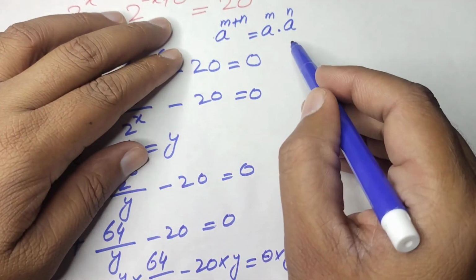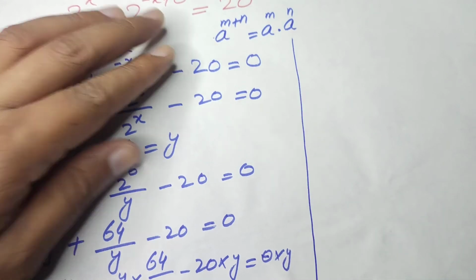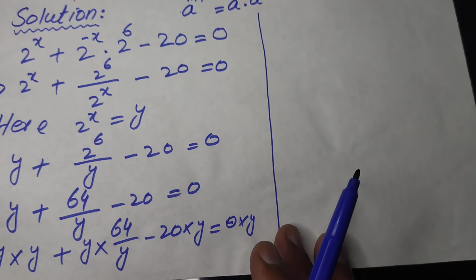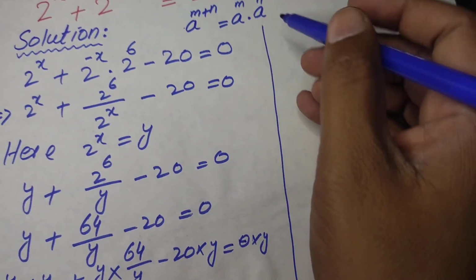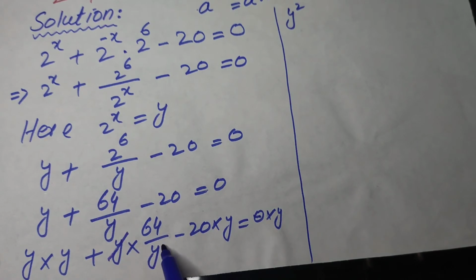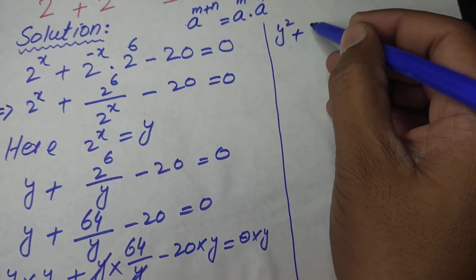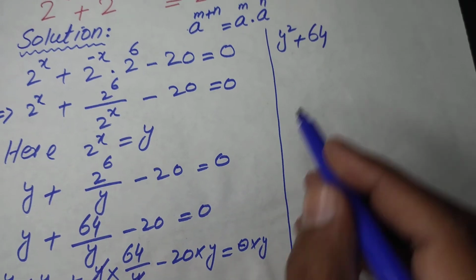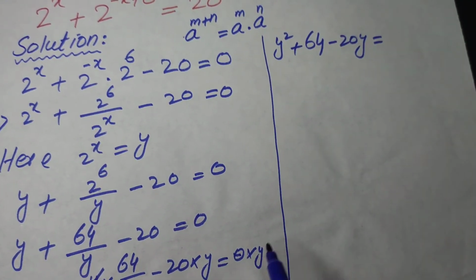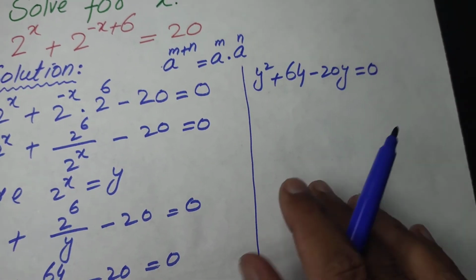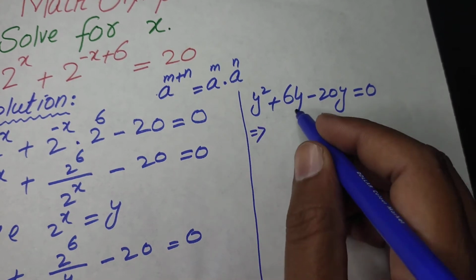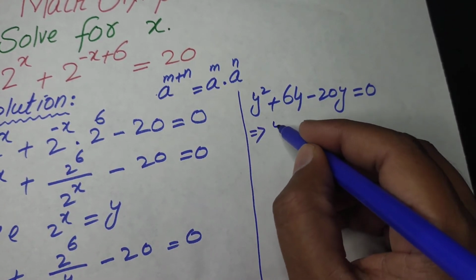And we will obtain the term y multiplied by y, which is y square, and this y cancels out, and here we obtain 64, and this is minus 20y is equal to 0 times y, which becomes 0. So this expression becomes in quadratic form.